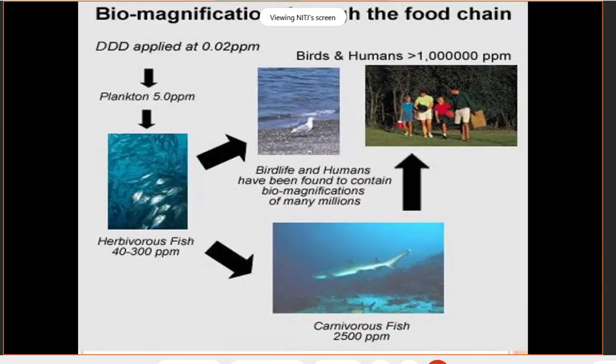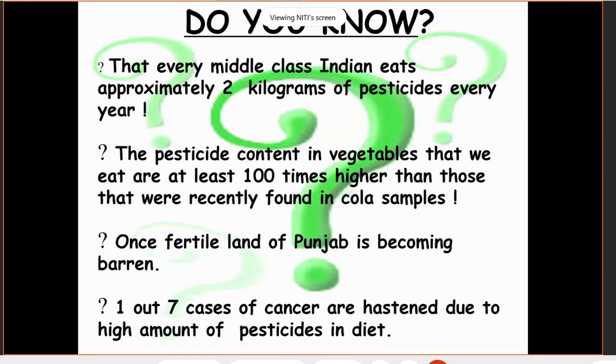And another is biomagnification. Our body is accumulating a lot of heavy toxic metal ions and other poisonous chemicals through the food chain and food web. Again, that's the main problem with this green revolution. Intensive use of agrochemicals: you'll find every Indian eats around 2 kg of pesticides every year. The land is becoming barren. And 1 out of 7 cases of cancer is hastened due to a high amount of pesticides in the diet.